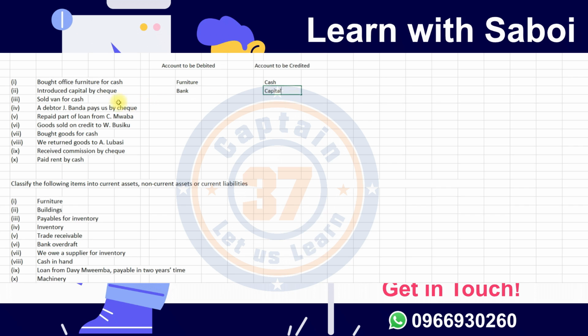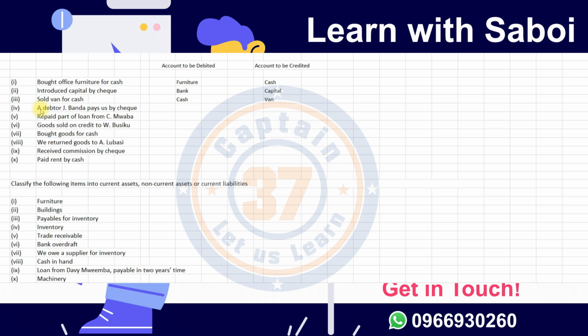Okay. Number 3, sold van for cash. We sell the car, we give it out, and we sell it for cash. What do we receive? Cash. So the cash account is debited and the van account is credited.